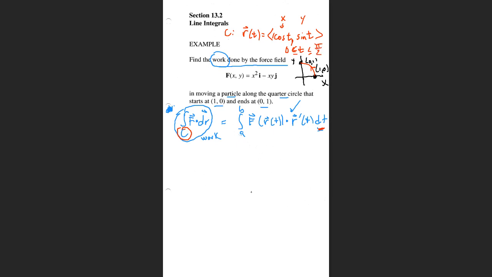So now you have everything you need to work this formula out and find the work. You have everything you need. I'll label this. This is the curve C, right? Okay, so let's go to the next page.